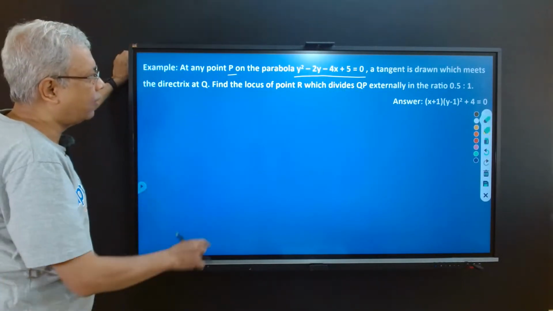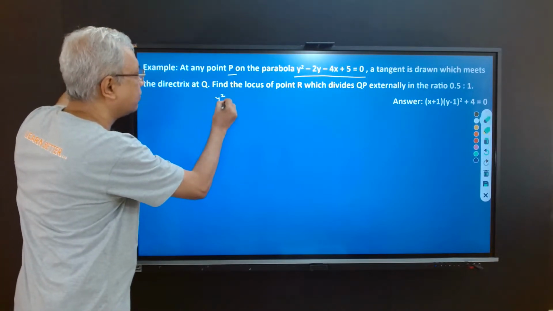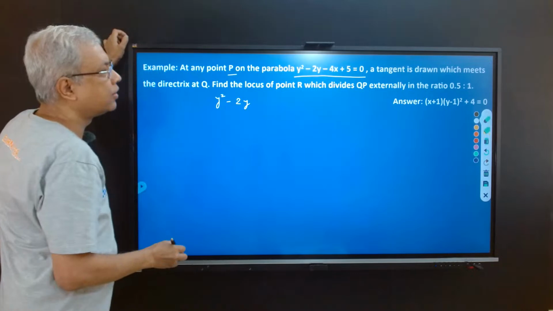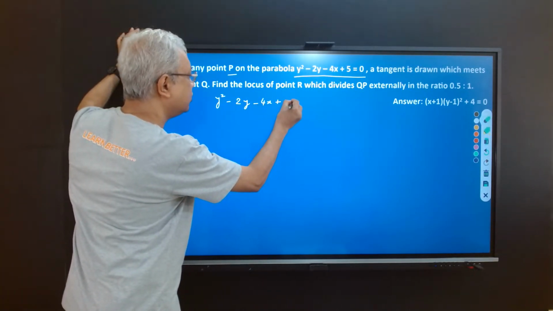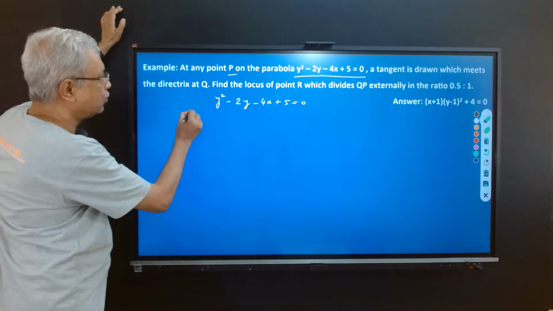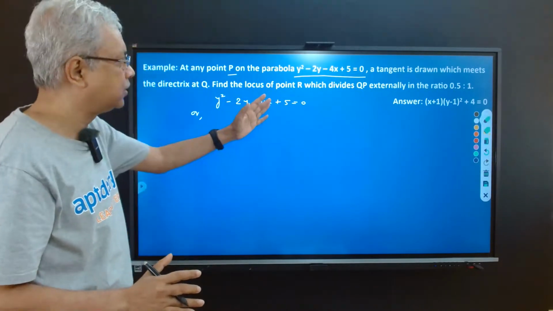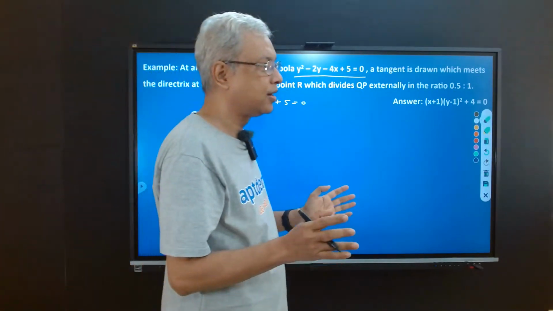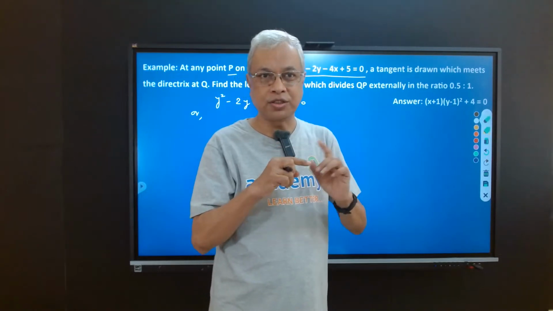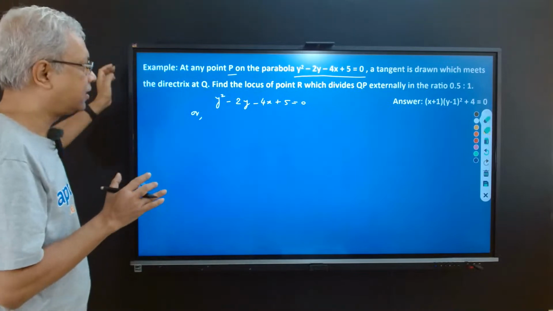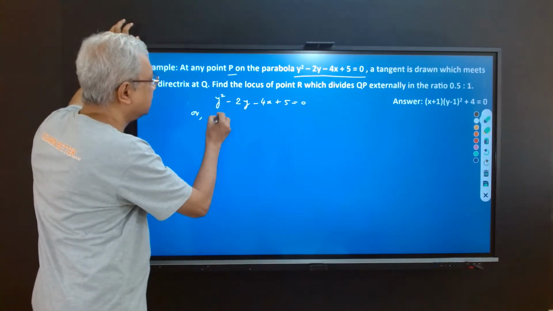So see, the equation given is y square minus 2y minus 4x plus 5 equal to 0. It is not a standard parabola equation, because we discussed in our regular classes that y square equal to plus minus 4x or x square equal to plus minus 4y are the standard parabolic equations. But here, let us see what this equation represents.